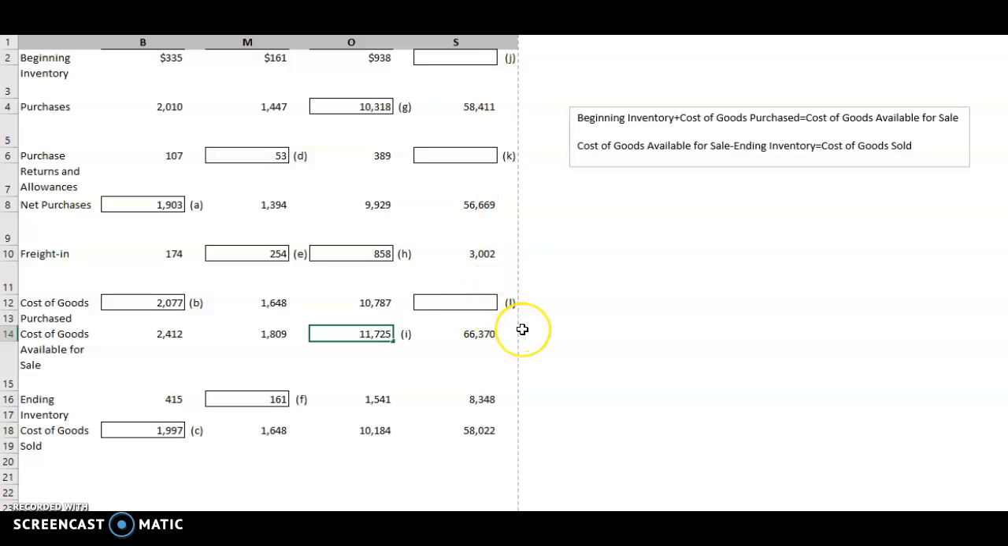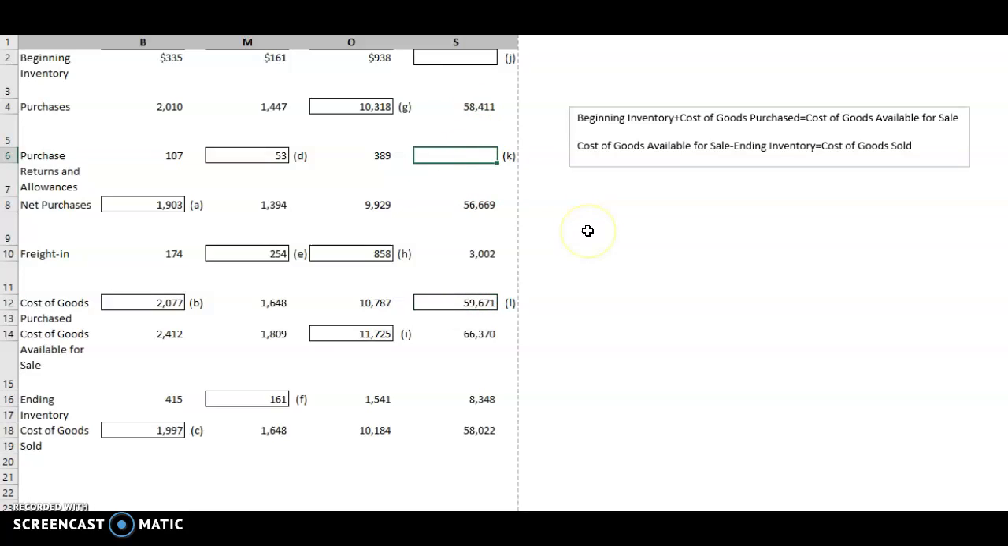I found that it was the easiest way to do this. So we're just going to start with the cost of goods purchased. Again, when we're doing cost of goods purchased, we want to add up all the purchases that have been incurred so far. So we want to add our net purchases of $56,669 plus our freight in costs of $3,002, which gives us a total of $59,671.